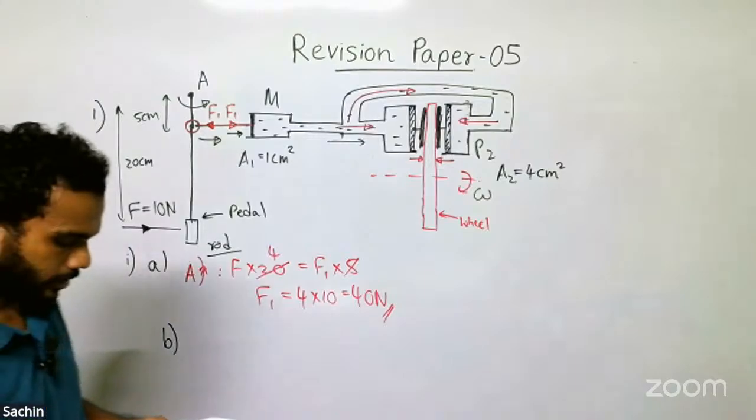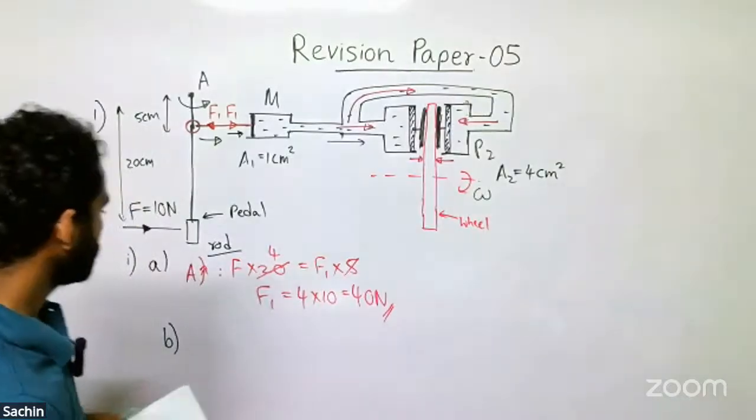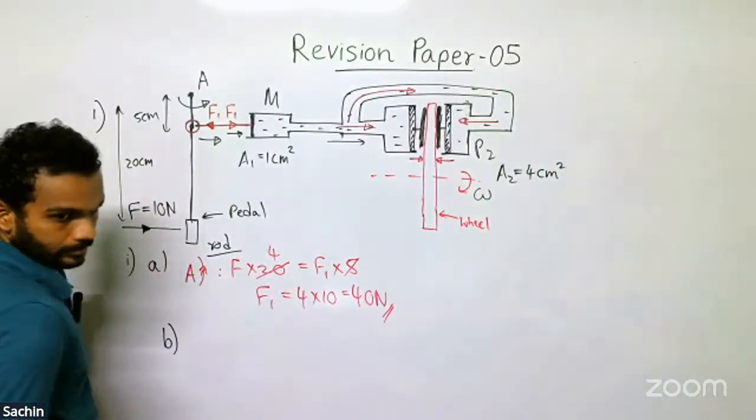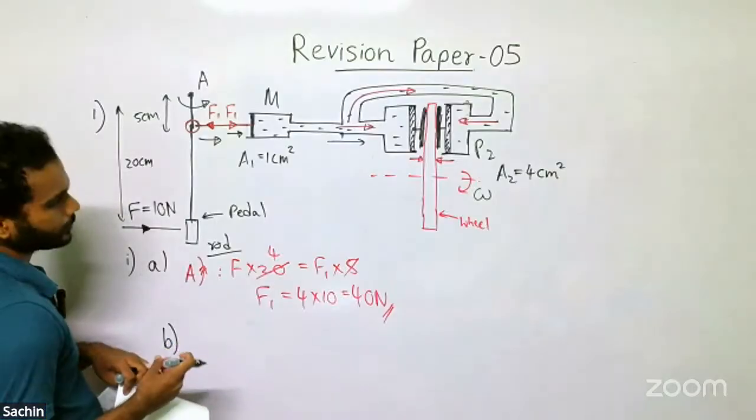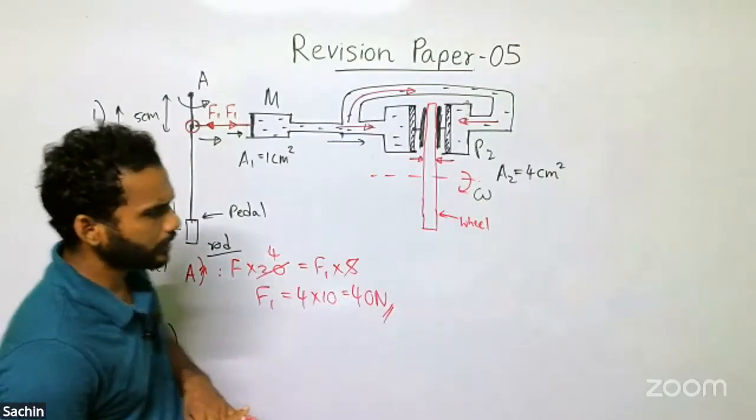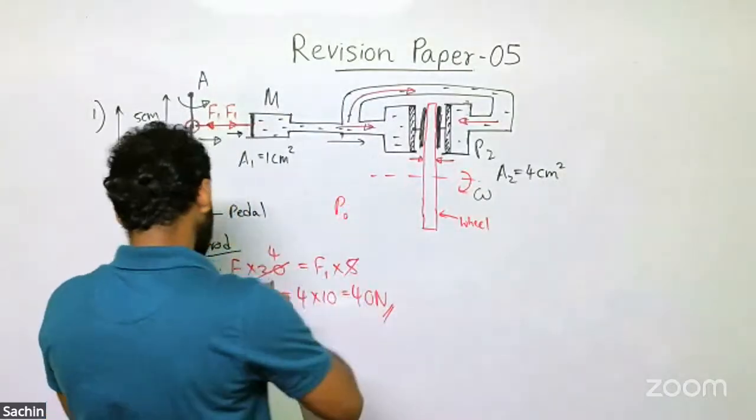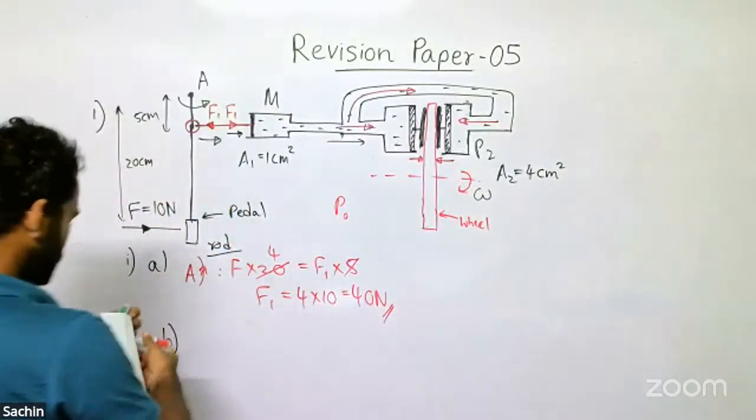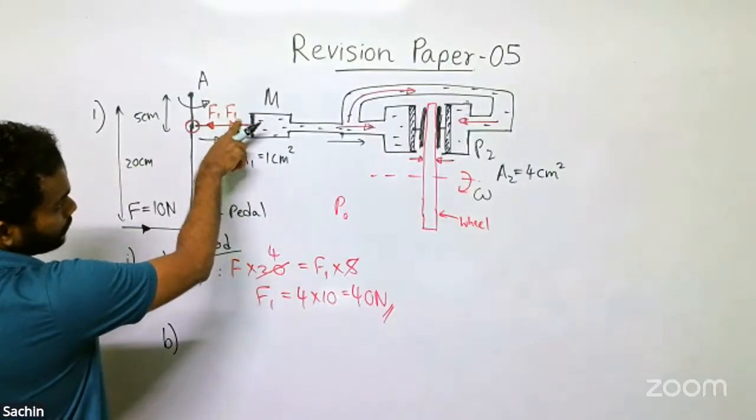Then part D. Calculate the pressure exerted by the master pump P1 on the brake fluid. Okay. So what is the pressure? Why is a pressure built up? This is not about the atmospheric pressure. Atmospheric pressure is always there, so we don't have to worry about that. What is this external pressure? That pressure is because of this force.